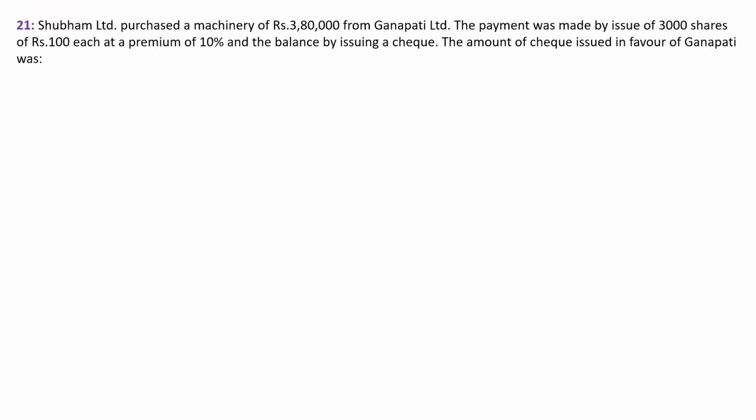Question number 21. Suvo Limited purchased a machinery of rupees 3 lakh 80,000 from Ganpati Limited. The payment was made by issue of 3,000 shares of rupees 100 each at a premium of 10% and the balance by issuing a check. The amount of check issued in favor of Ganpati was, so we have to find out what is the amount of check issued to Ganpati. A option 80,000, B 3 lakh 80,000, C 30,000 and D 50,000.